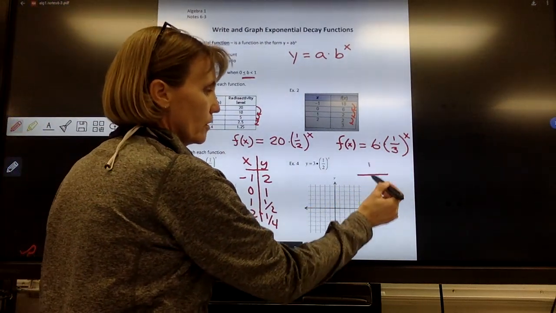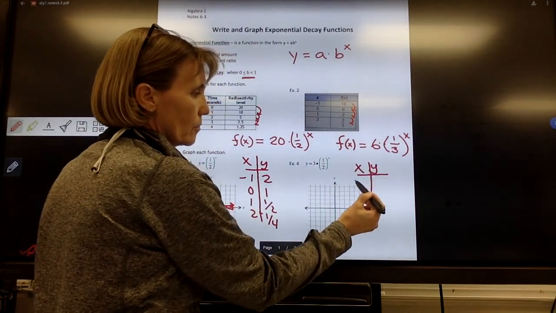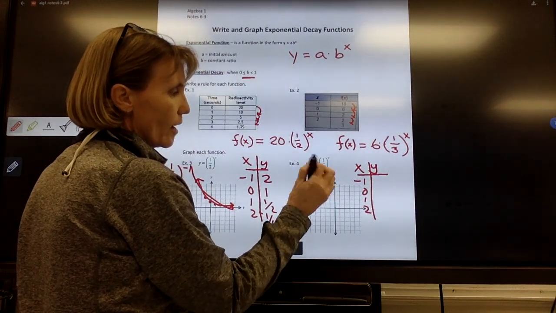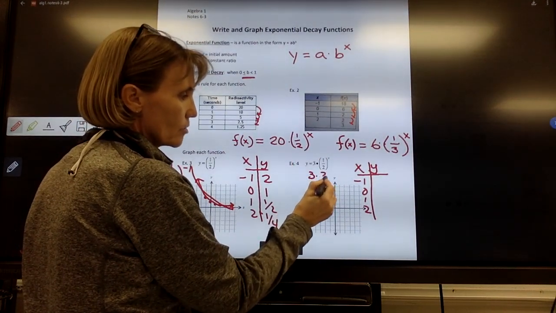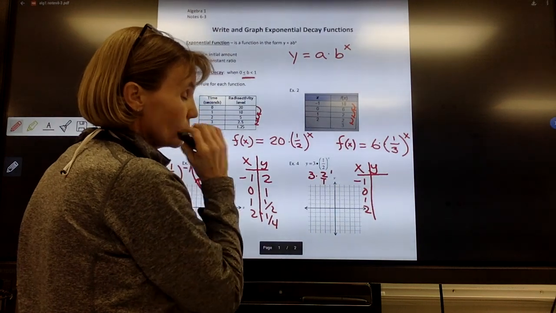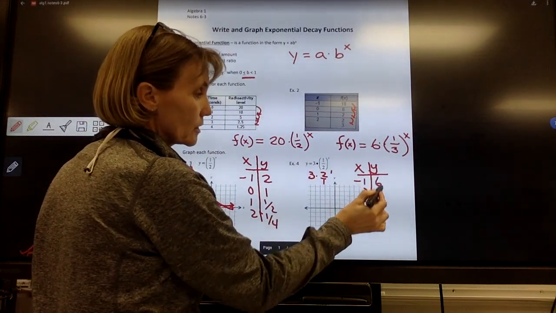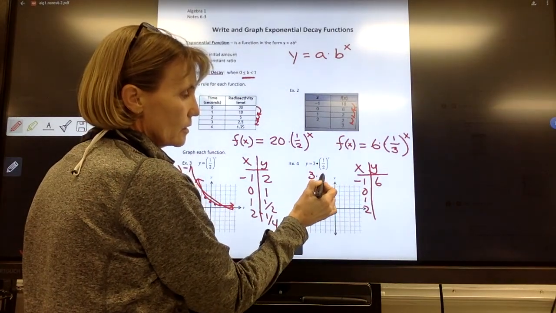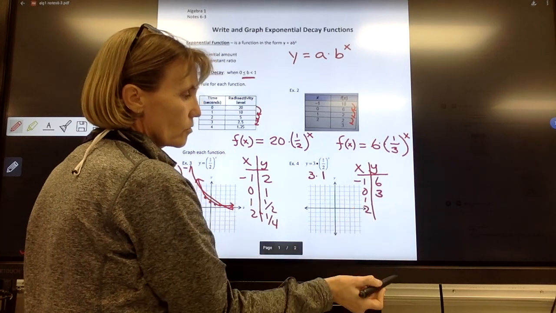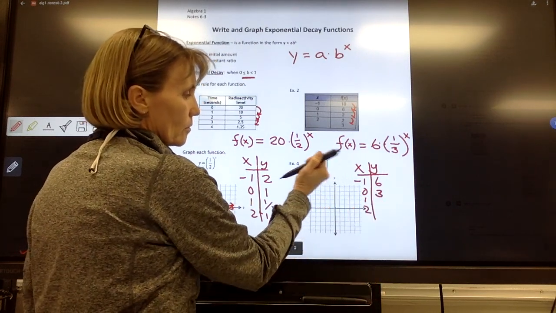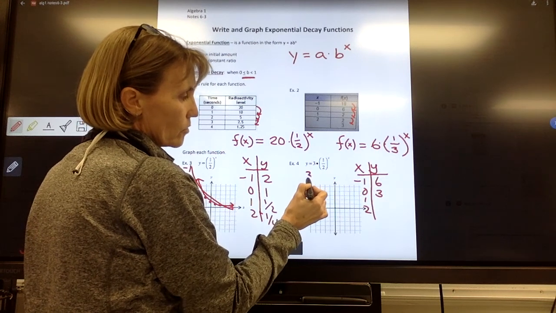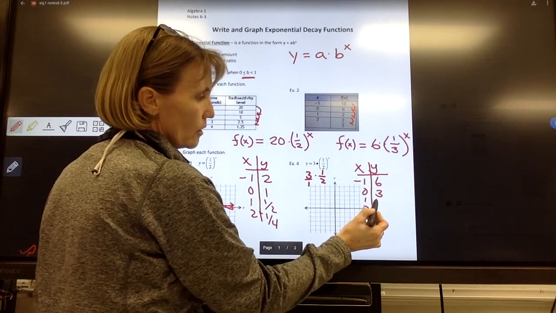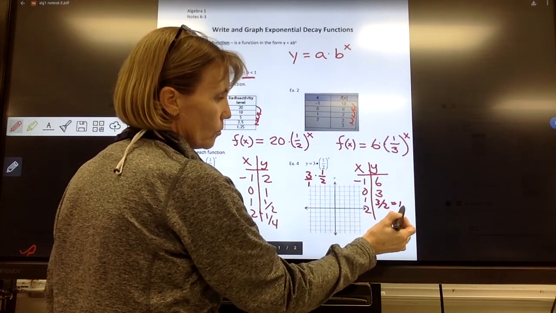If I make a table of values over here, if I put in -1, 0, 1, 2, if I put a -1 in here, that fraction 1/2 is going to flip over, and I'm going to have 3 times 2 over 1 to the first. Well, 2 over 1 to the first is just 2, times 3, I would get 6. If I made this 1/2 to the 0 power, anything to the 0 power equals 1, so that would be at 3. If I put a 1 in here, that would be 3 times 1/2. 1/2 to the first power is just 1/2. Make this into a fraction. I get 3 over 2, which equals 1.5.